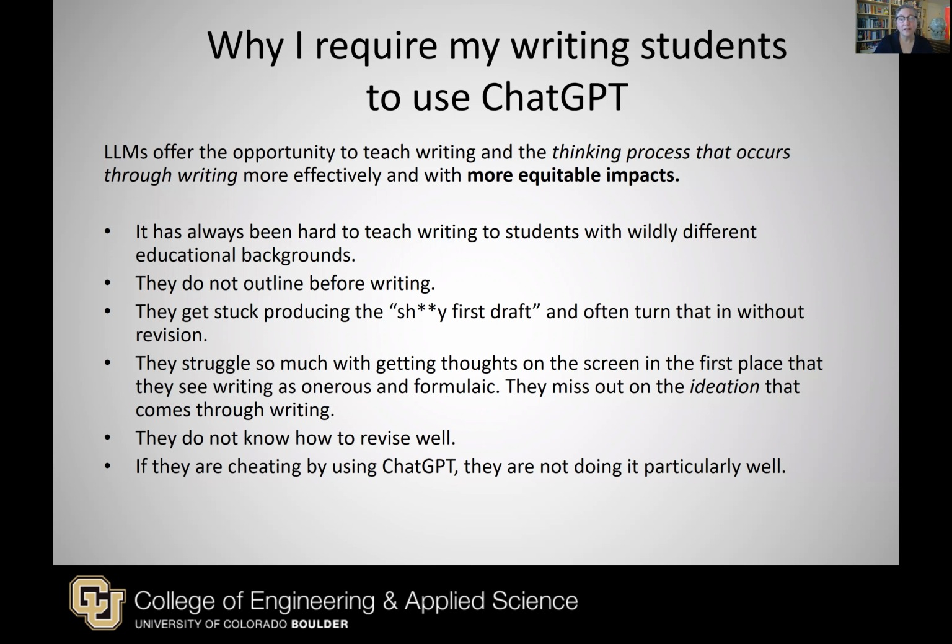Students get stuck producing, and I will quote one of my favorite authors, a terrible first draft. And so often they will turn that in without revision at all, particularly if you're teaching iterative writing and allowing multiple drafts. The first drafts are far worse than they used to be. And also because they are so demoralized by the first draft process, they struggle so much with getting their thoughts on the screen in the first place that they come to see writing as onerous and formulaic, and therefore generating something with ChatGPT or one of its competitors seems like a pretty good solution to that.